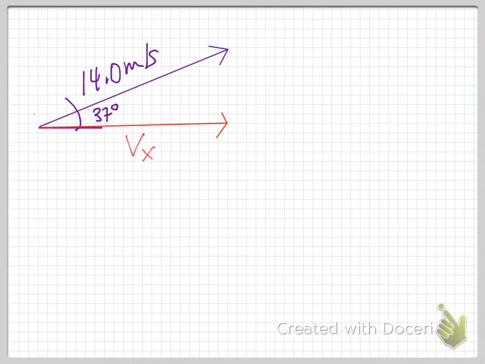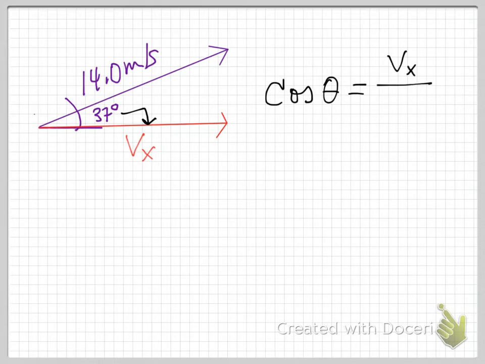Since all we have here is a resultant and an angle, we have to rely on a function that involves the hypotenuse and one of the other sides. Because v sub x is adjacent to our angle, we're going to use cosine. And we know that the cosine of theta is equal to v sub x over the total velocity. That means that we can solve for v sub x by multiplying both sides by v. Cosine of theta times v will give us our v sub x.